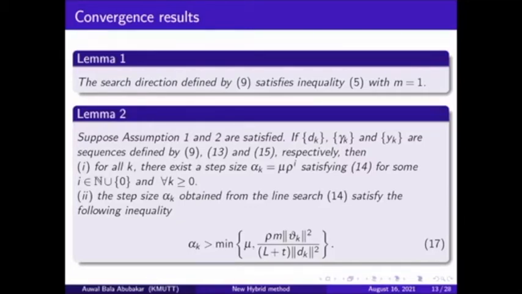In lemma 2, we have two things. The first one is we show that the algorithm is well defined, meaning that the step size, the step length, is actually well defined. And the second one is we show that the step size is actually bounded away from 0. These two, Roman 1 and 2, are also crucial in proving the convergence theorem.